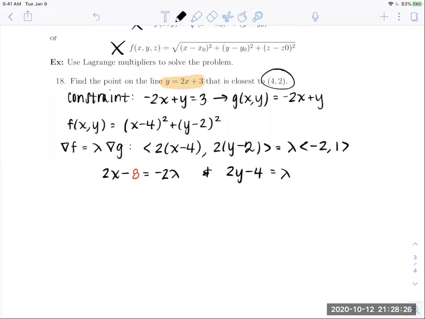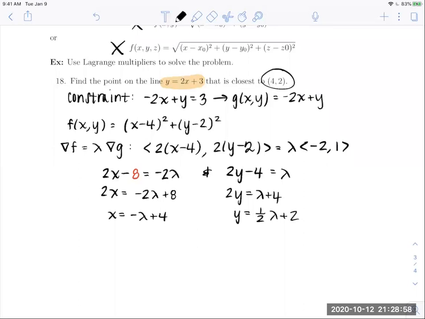All right, so I have these two equations. Let's go ahead and solve for x and y. 2x equals negative 2 lambda plus 8. So x is negative lambda plus 4. And similarly, 2y equals lambda plus 4. So y equals 1/2 lambda plus 2. So we had no worries about dividing by a variable in this example. We only divided by non-zero constants.